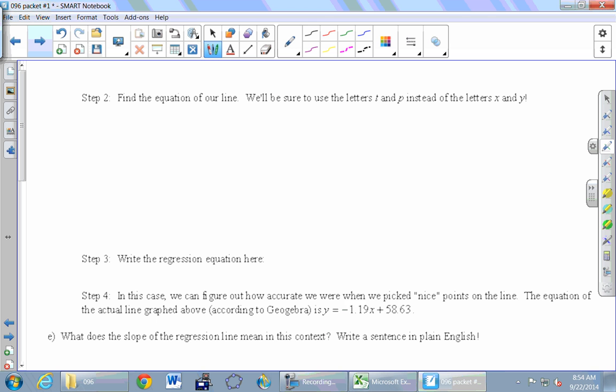Step 2 is a big one. It just says find the equation of the line, and it also says use the letters t and p instead of x and y. So let's try to get a little bit out of our comfort zone. y equals mx plus b is our normal equation, but it's not that big a deal to use different letters, so let's try it. Instead of y, we have p equals m, and then instead of x, it's t plus b, so that's our new equation of the line.